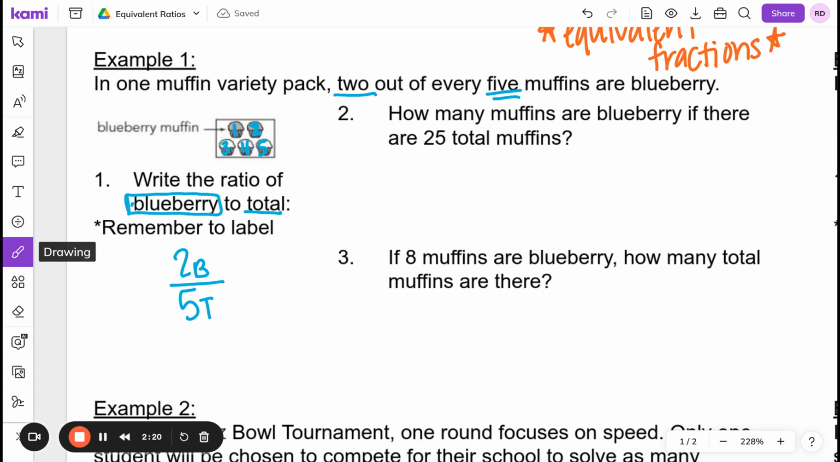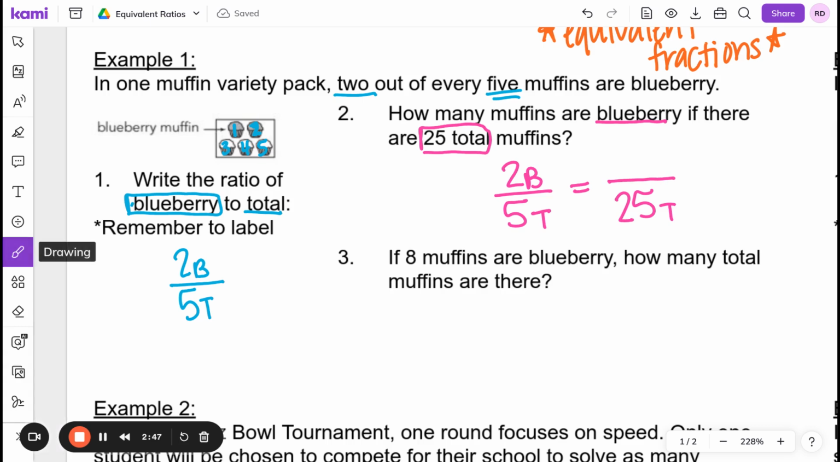So we have how many muffins are blueberry if there are now 25 total. So we're trying to find the blueberry. So we're always going to start with our starting ratio of 2 blueberry to 5 total. Now they've given us this third number of 25 total. So because we have our labels, we know that the total values are going on the bottom. So this 25 has to stay in the denominator spot.